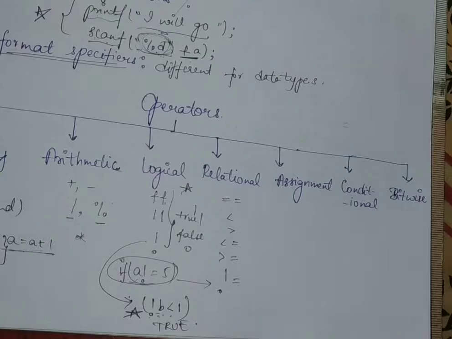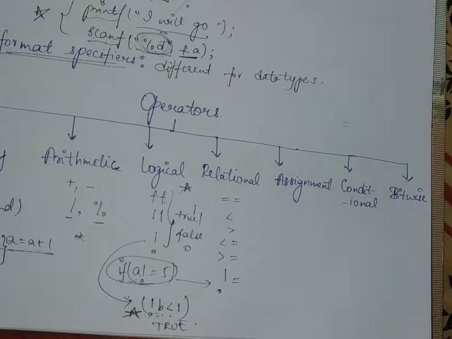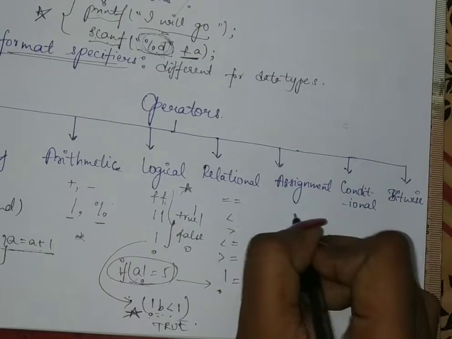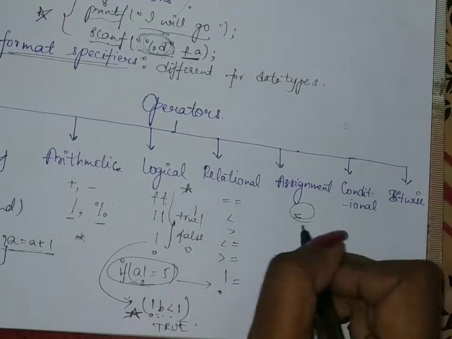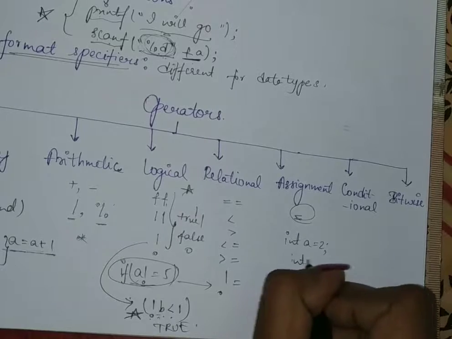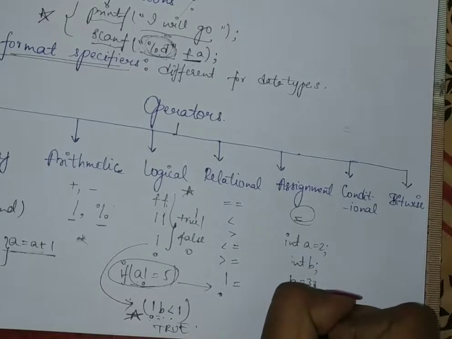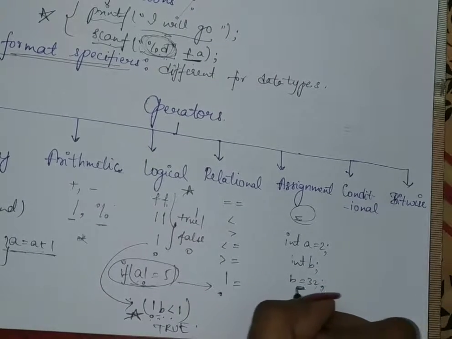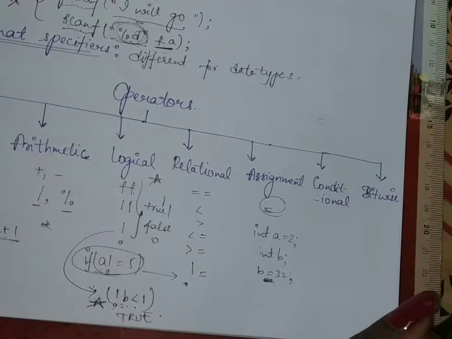Then there's relational operators, and then there's assignment operators. Assignment operator is only one. It's for assigning values like int a is equal to 2, int b is equal to 32. So this is the assignment operator. And then there's conditional operators.